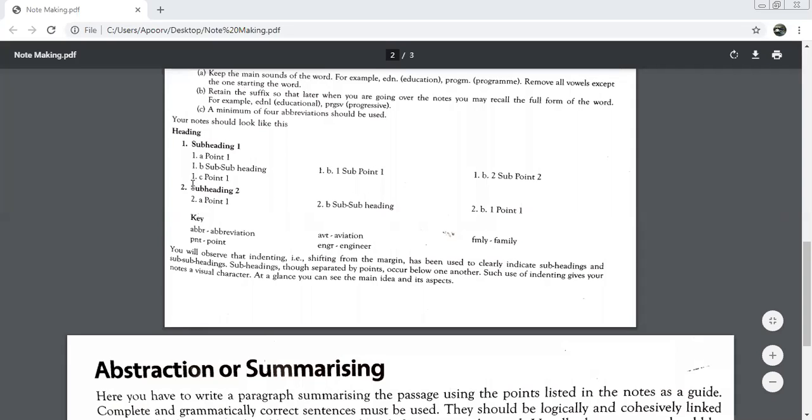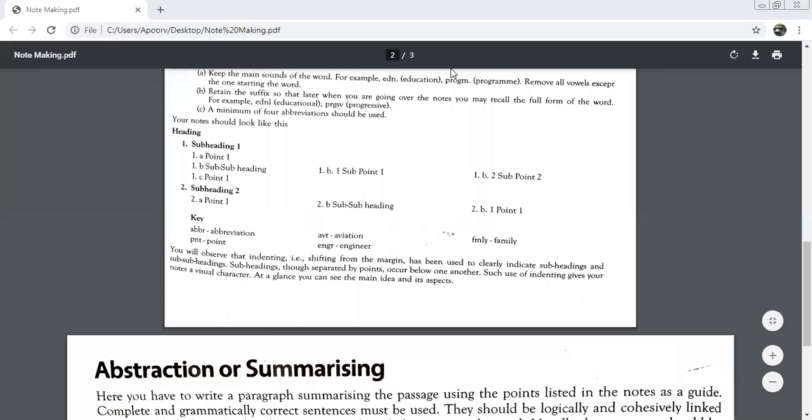Now when we go to the first subheading, it is again divided into 3. What are the 3? Heading 1 is again divided into 1A, 1B, 1C. Now 1A does not have any subheading. 1C also does not have any subheading. However, 1B has subheadings. See this: 1B subpoint 1, 1B subpoint 2. So subheading 1 has 2 subpoints under 1B.